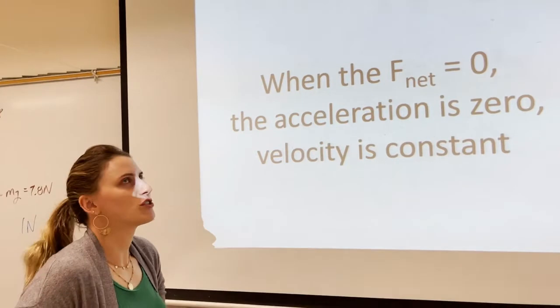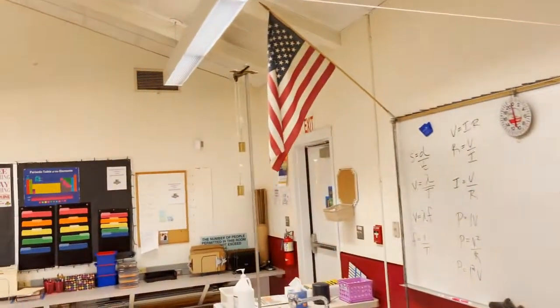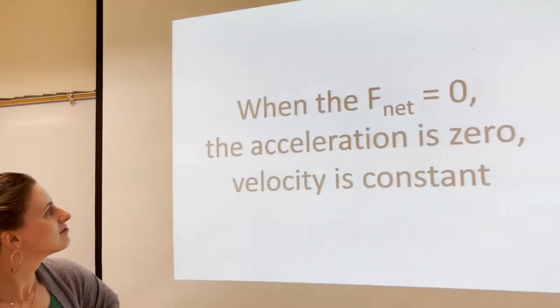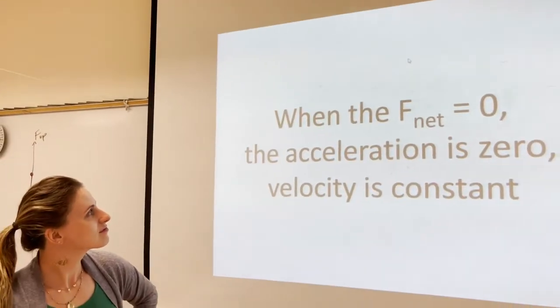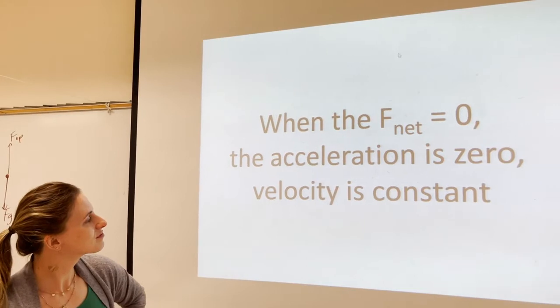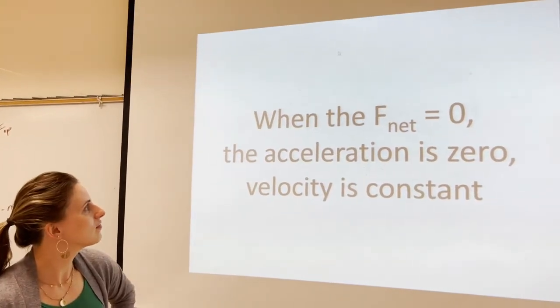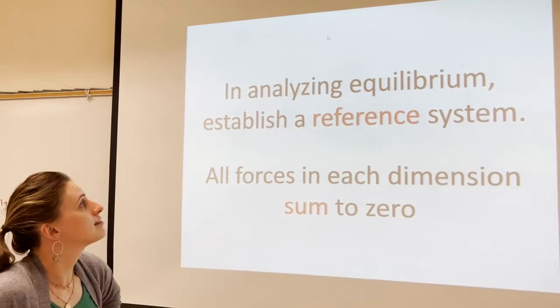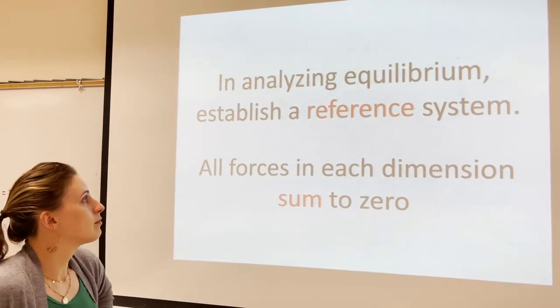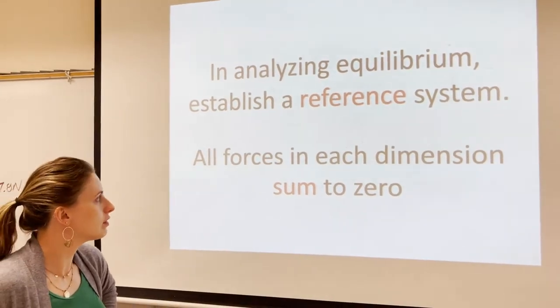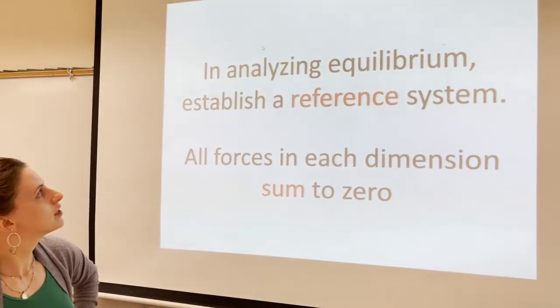Velocity can be constant; over there on the masses in the string it's constantly zero, but it could be 1 meter per second or 1,000 meters per second, as long as it's not changing. The acceleration is zero, the net force is zero. And in analyzing equilibrium, establish a reference system. All forces in each dimension sum to zero. So what do we do with this?